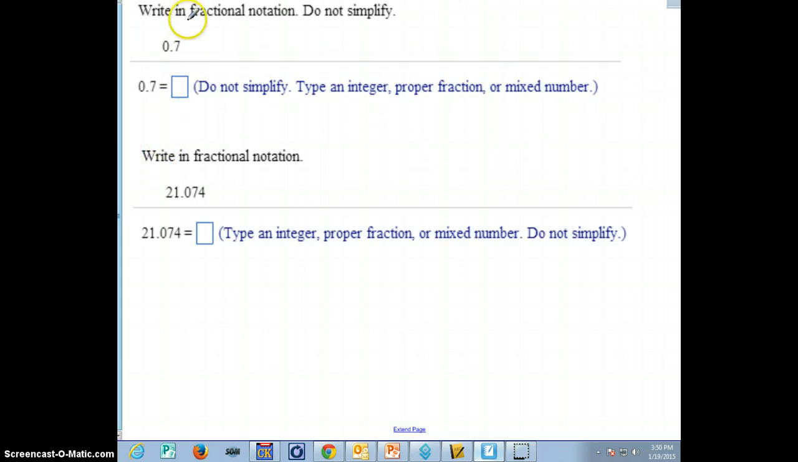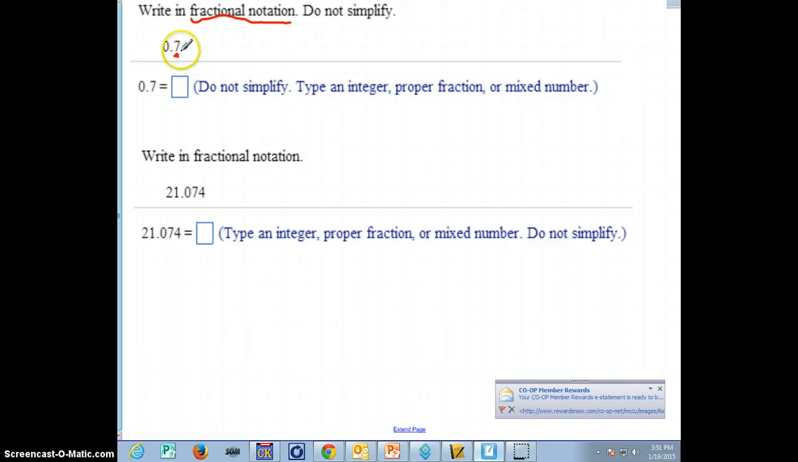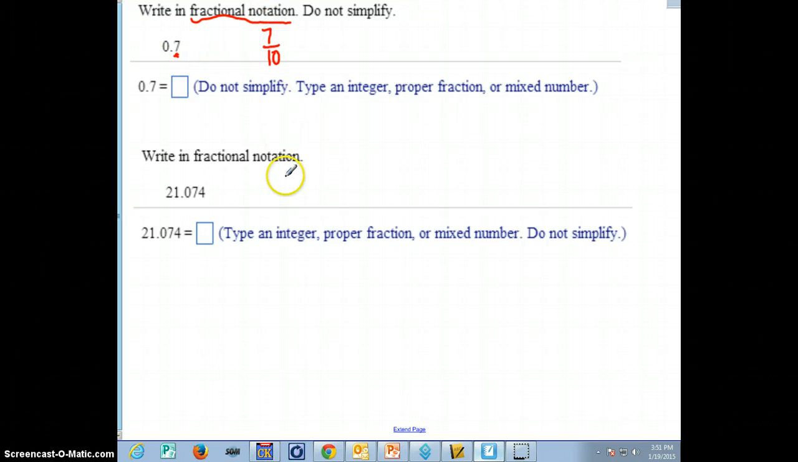Okay, now when they ask you to write something in fractional notation, you've actually got to look at what place value your last decimal is in. So if the last decimal place I have is in this first decimal spot, that's a tenth spot. So I take the number that's there and write it over that spot. So it'll be 7/10.